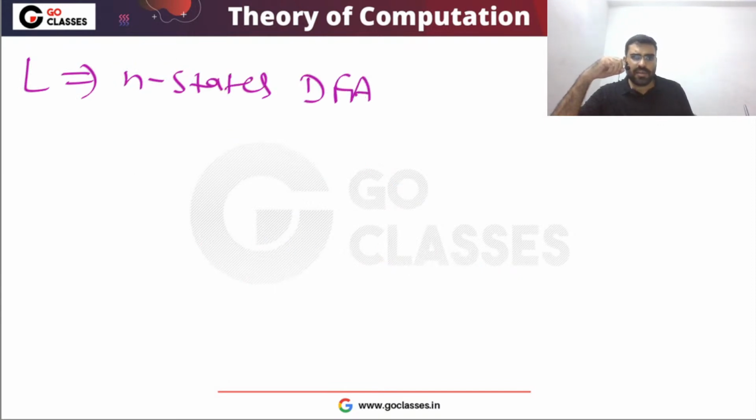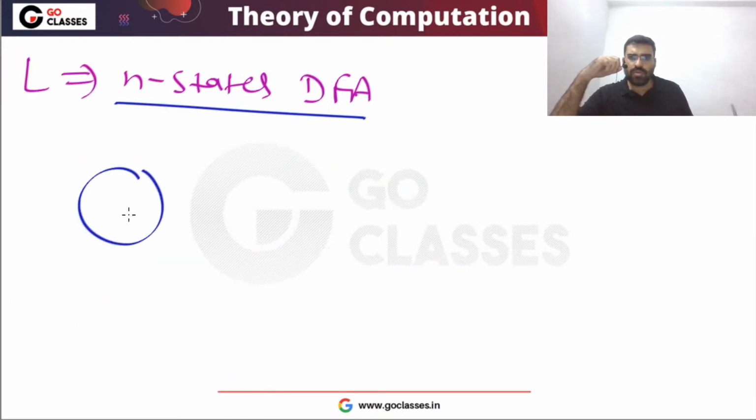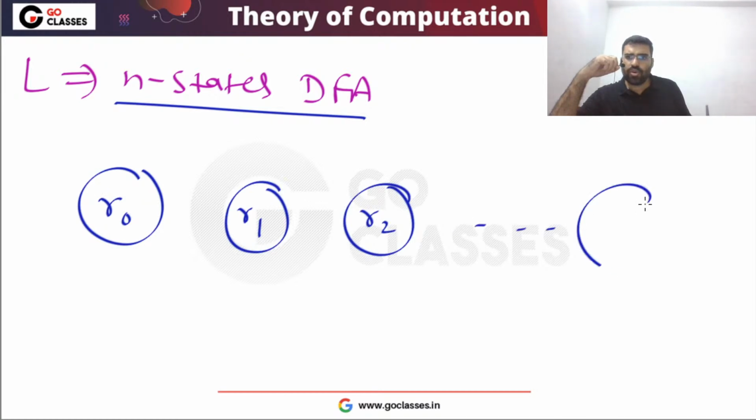What will be the n states? Because you are dividing by n. When you divide any number by n, the possible remainders are 0, 1, 2, and so on, up to n minus 1. These are the possible remainders. This is your initial state, and you can create the transitions.